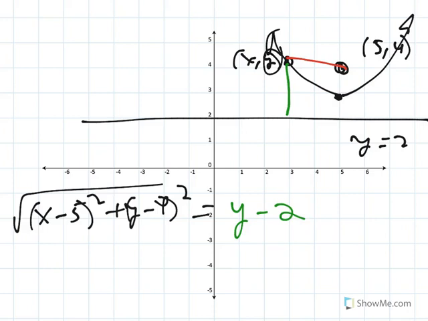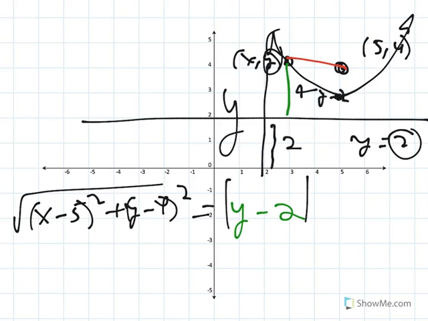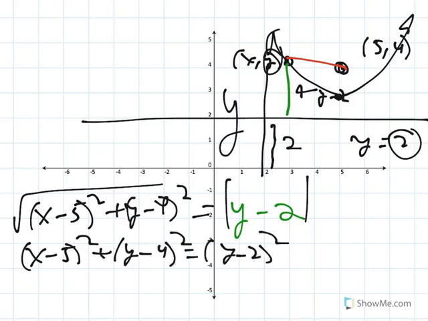It's always y minus whatever the y coordinate of all the points on that line is. If you really want to see, this would be y, and this piece from here to here would be 2, so what's left would be y minus 2. Put absolute values around it in case it's under the line. Square both sides. (x minus 5) squared plus (y minus 4) squared equals (y minus 2) squared.